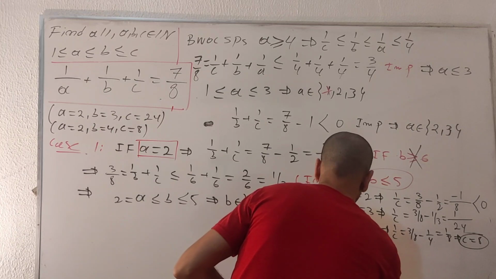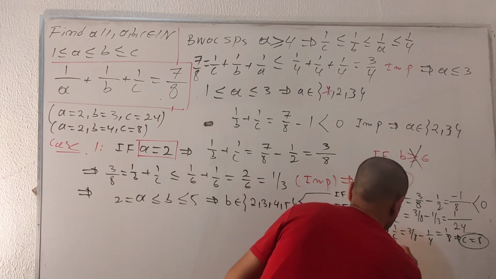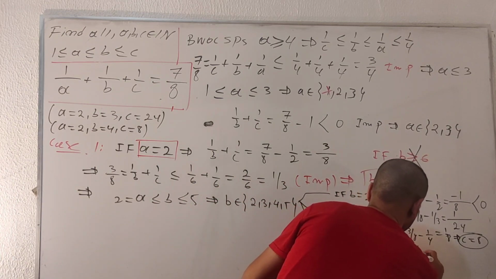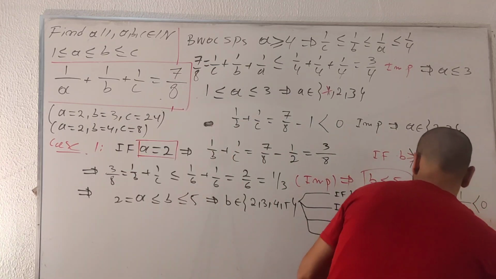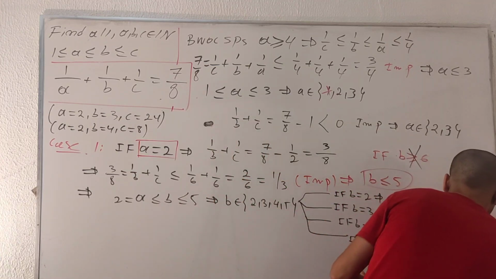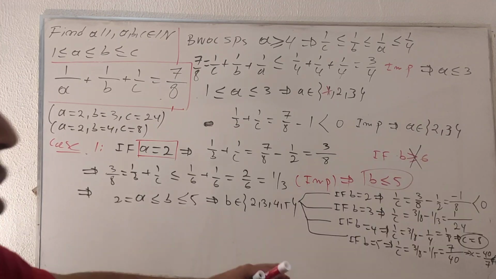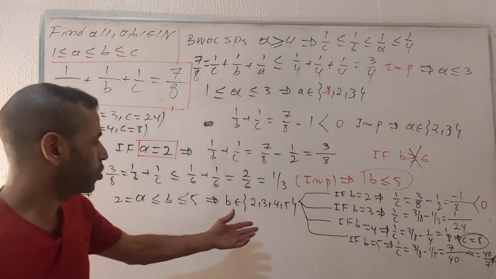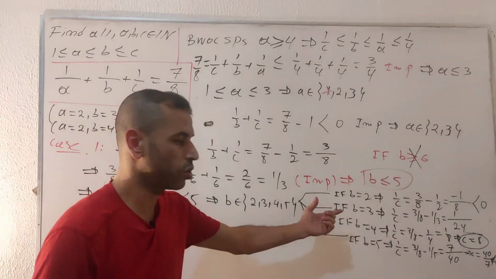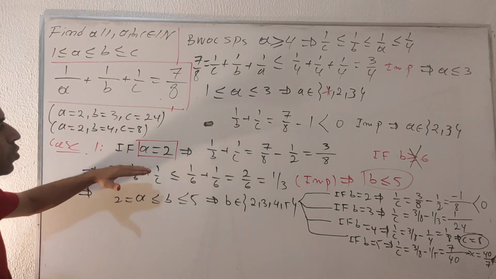If b equals 5, I get here 1 over c equals 3 over 8 minus 1 over 5, which is 7 over 40. By taking the reciprocal of this one, I get c equals 40 over 7, which is not an integer. This means we have no solution for this one. Now we have finished all these possibilities. We extract 2 solutions from this case. So now let's move on to the next case.